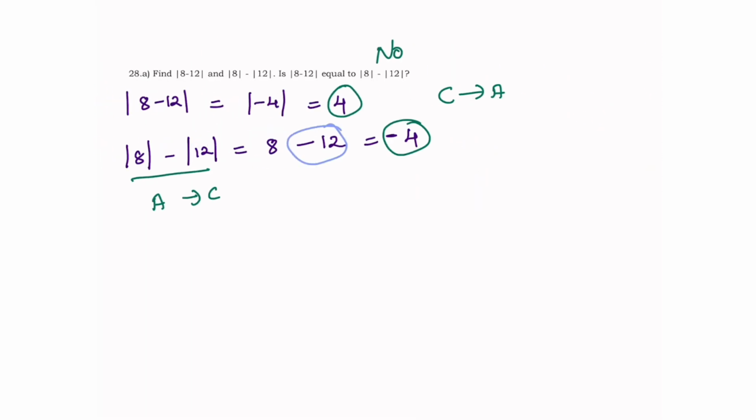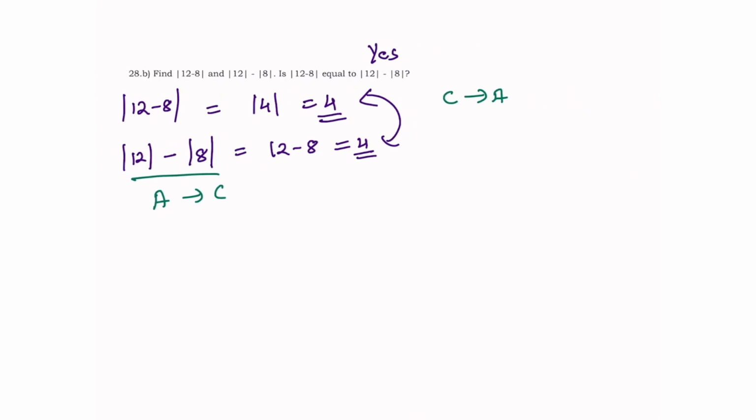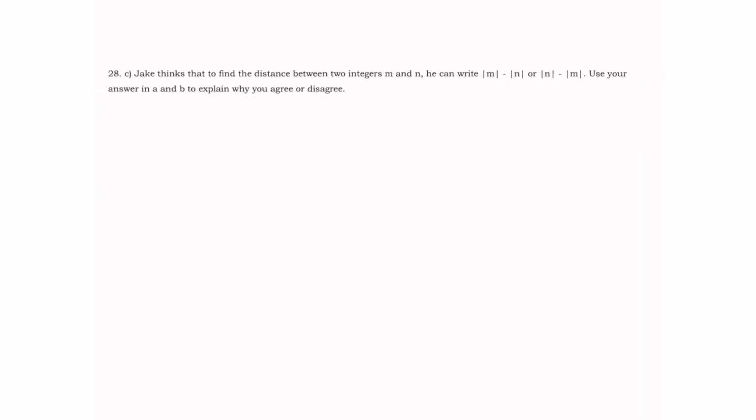This was 8 minus 12 and this one is 12 minus 8, and that's why there's that difference in the answer. So let's look at part C. What does it say? It says Jake thinks that to find the distance between the two integers m and n, he can write either this or this. Use your answers in A and B to explain why you agree or disagree.